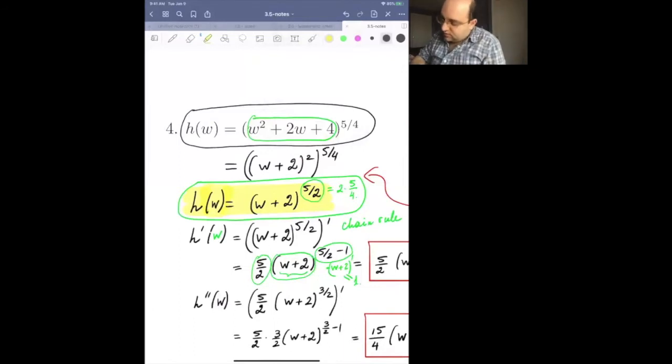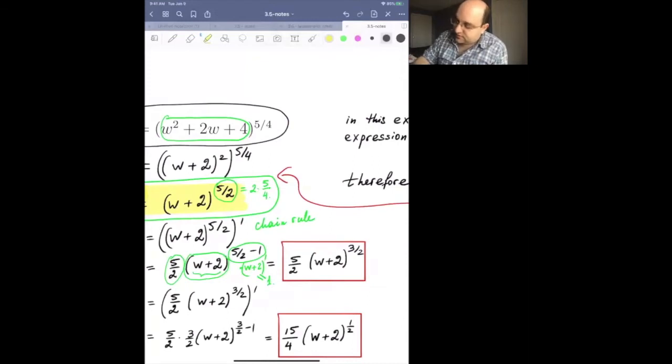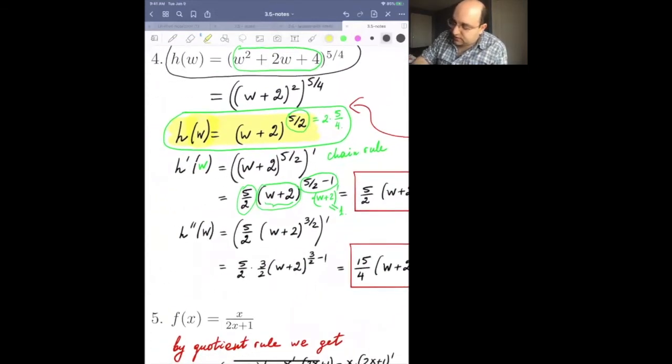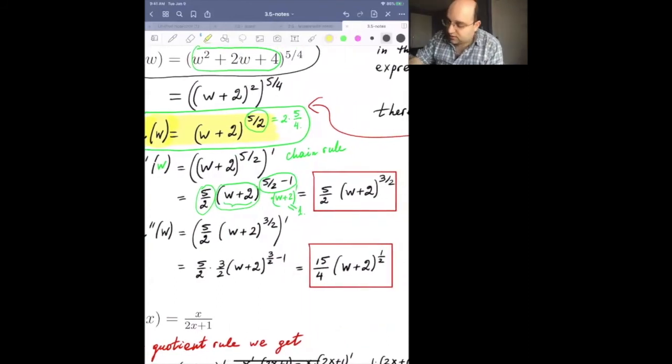Okay. So now we get that this is equal to 5 halves times (w plus 2) to the power 3 halves. So that's the first derivative. To find the second derivative, we have to use the chain rule again. So it's very similar to the previous thing. So we have 5 halves times the derivative of this expression here.